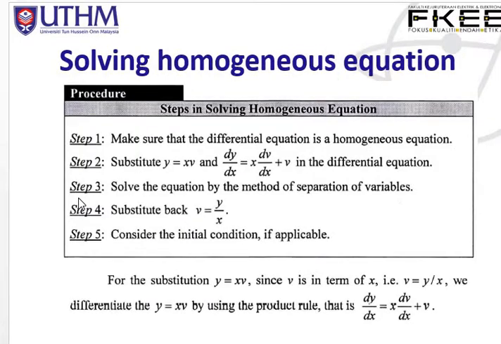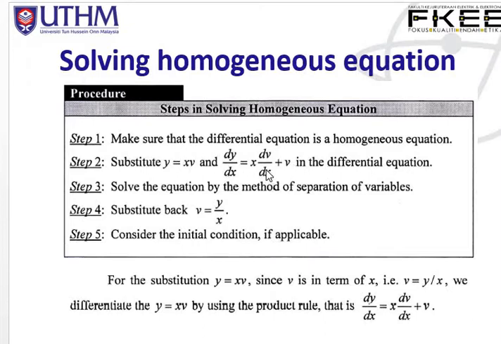This is the procedure for solving the homogeneous equation. First of all, make sure that the differential equation is a homogeneous equation. Then substitute y equal to xv, and dy over dx equal to x dv over dx plus v, in the differential equation.